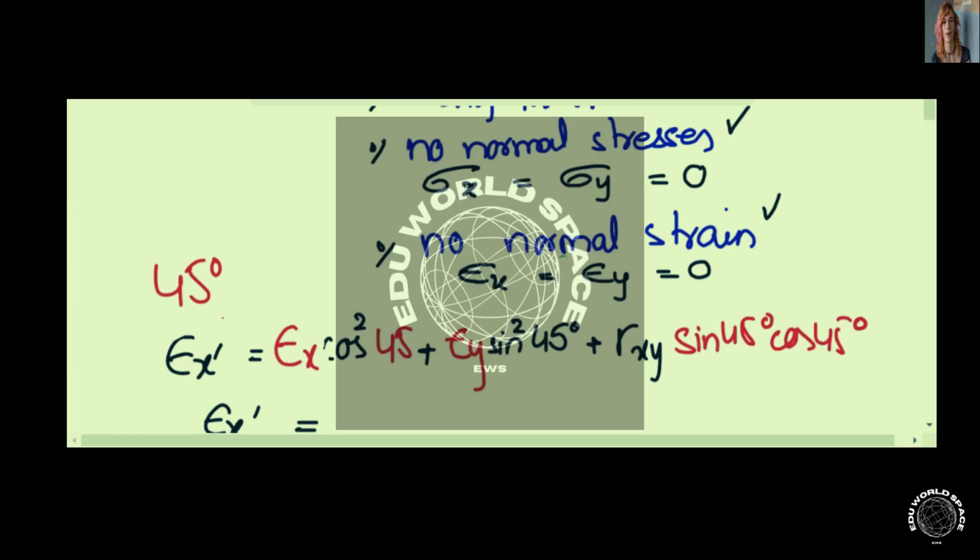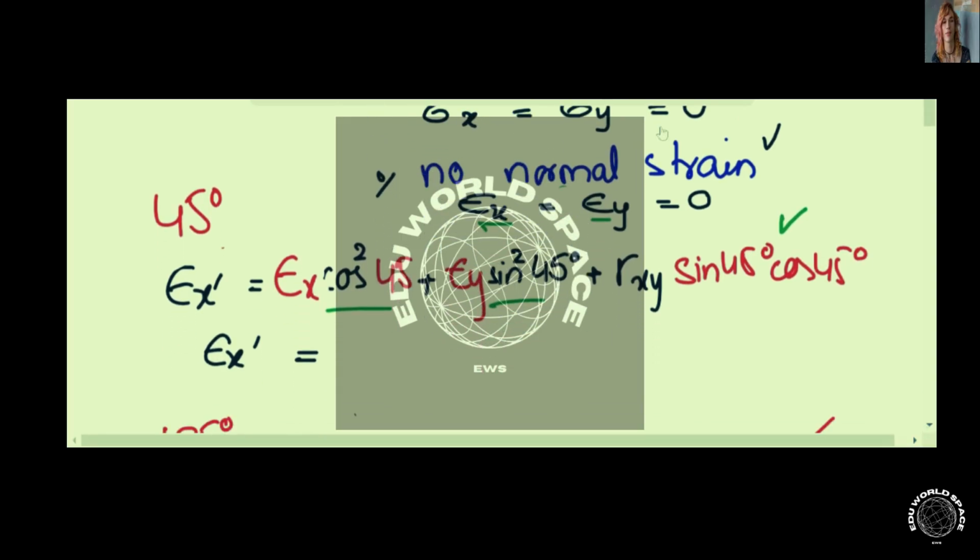Now we just discussed that the strains along the x and y direction are equal to 0, so it means that these two terms would become 0, right? And we'll be only left with this term, so solve it and we'll get that it is equal to positive gamma sub xy divided by 2, right? Let's say that this is equation number 1.